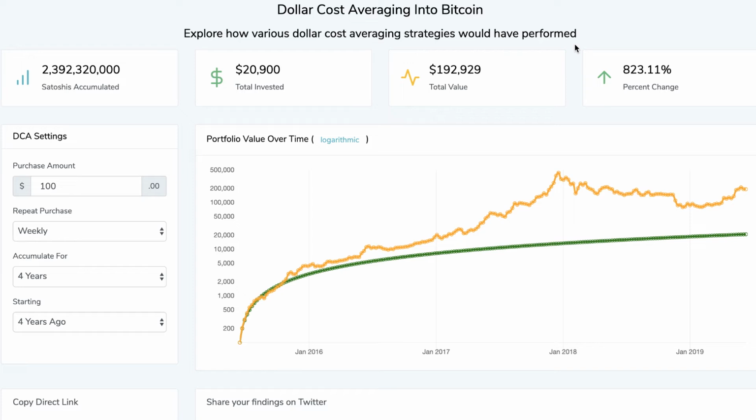But please keep in mind, this is not investment advice. This is not financial advice. I'm just showing how dollar cost averaging works.